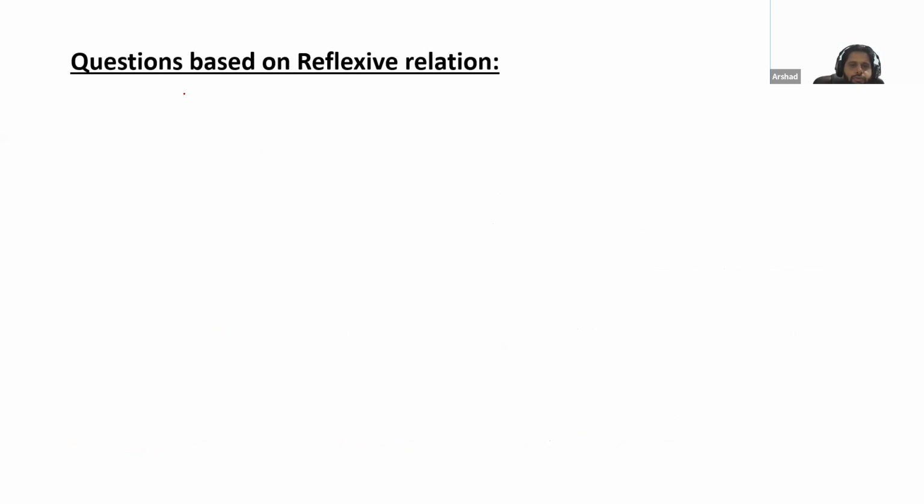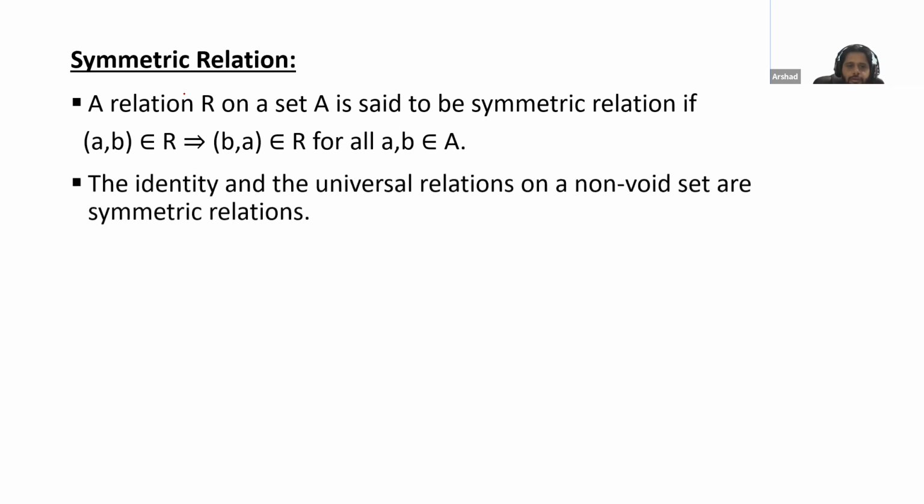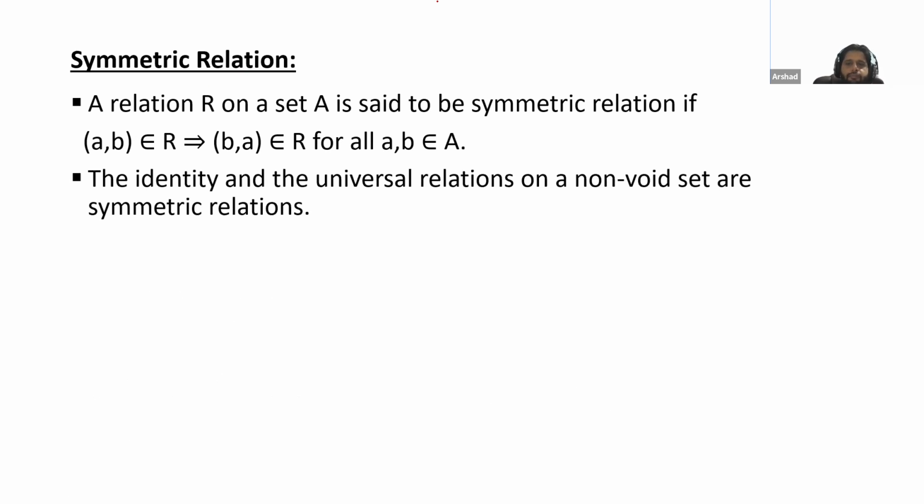There's no need for a question because you understood this. Now, symmetric: you already know what a symmetric relation is. If AB is there, then BA should also be there. Then only we will say that the relation is symmetric. Identity and universal relations are always symmetric relations.